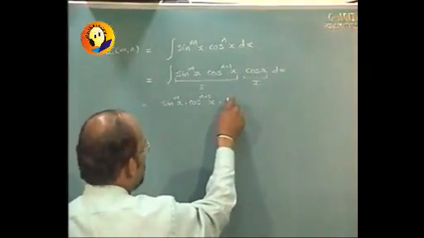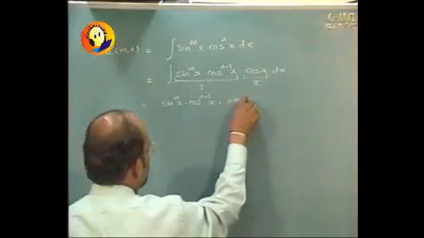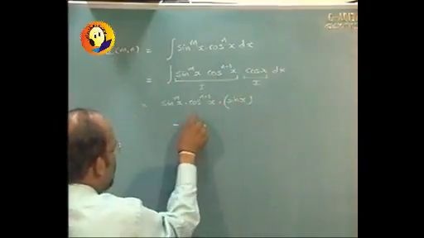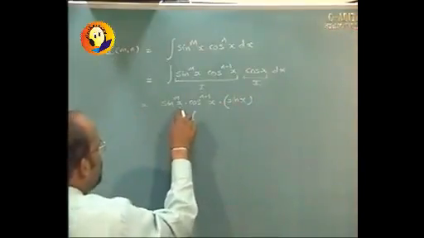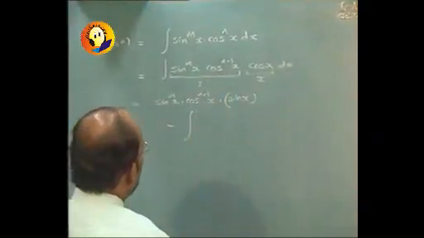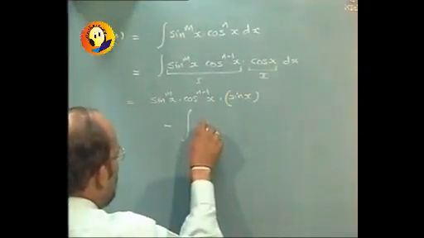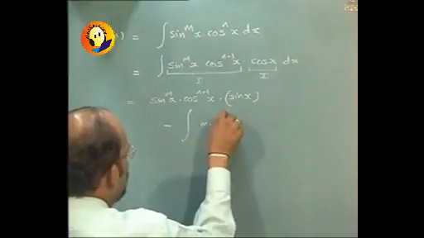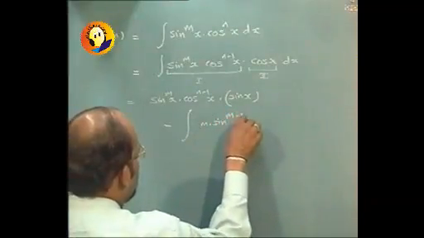Integration of cos x will be sin x, minus integral, differentiate first. This happens to be the product, so it will be m sin raised to (m minus 1) x into cos x.